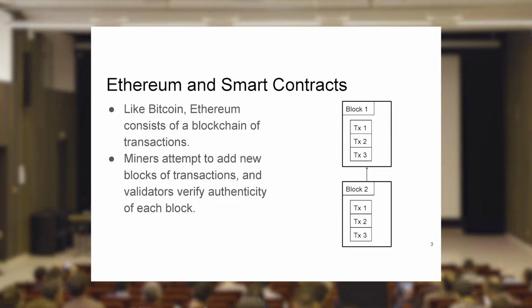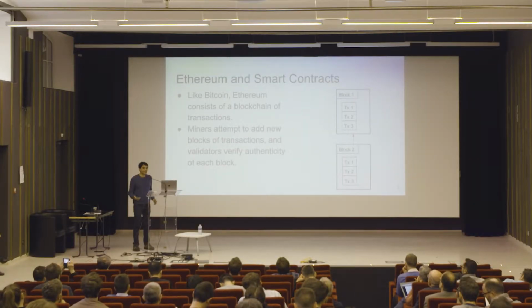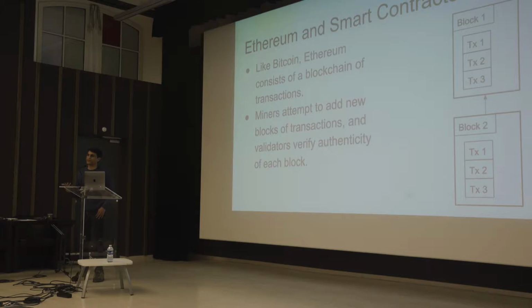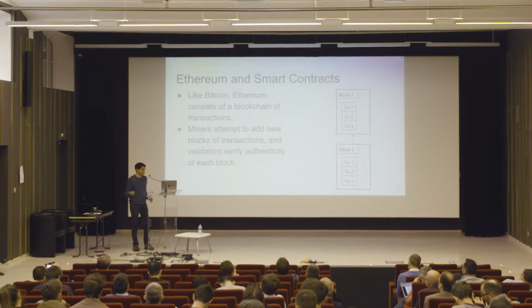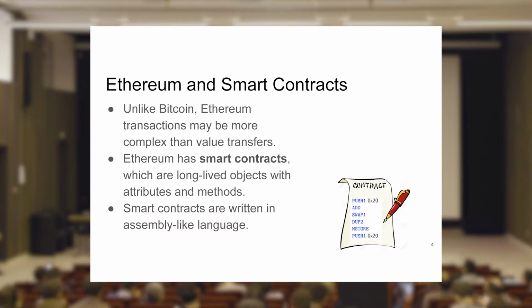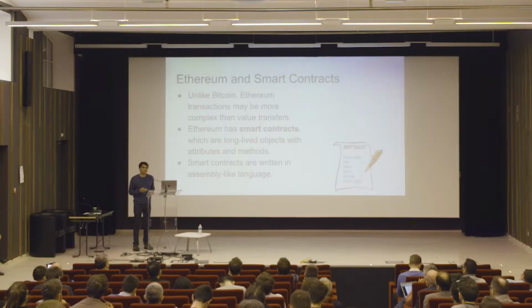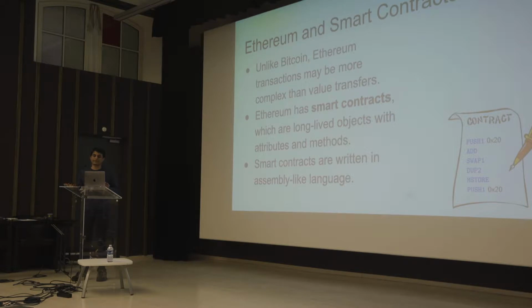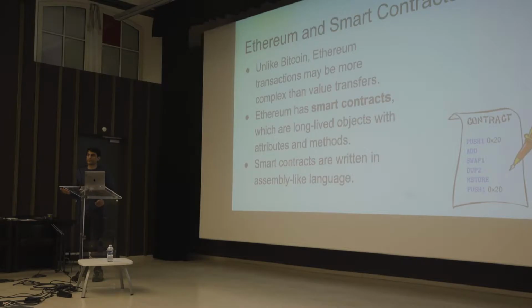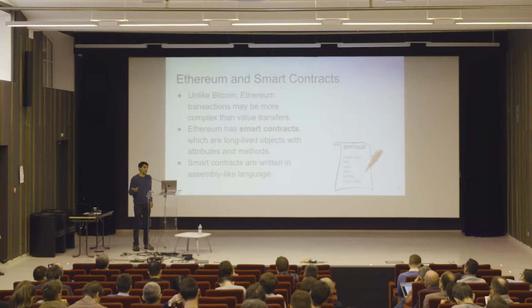So to begin with, I'm sure most of you know, Ethereum, like Bitcoin, consists of a blockchain with blocks that contain a bunch of transactions, and miners attempt to add new blocks of transactions to the blockchain, and validators attempt to verify the authenticity of each block. Unlike Bitcoin, Ethereum transactions may be more complex than just value transfers. Ethereum comes with these objects called smart contracts, which are long-lived objects with attributes and methods. And these smart contracts can have functions that may change the data of these smart contracts over time. These smart contracts live on the blockchain, and they are implemented in some sort of assembly-like language, which is just referred to as EVM bytecode.